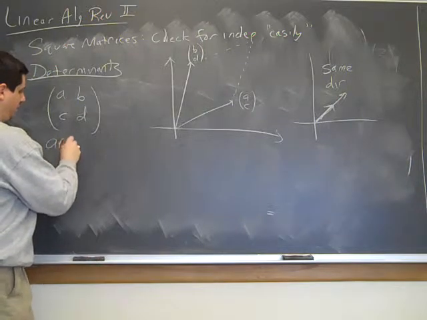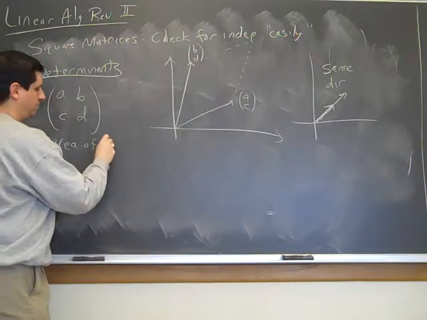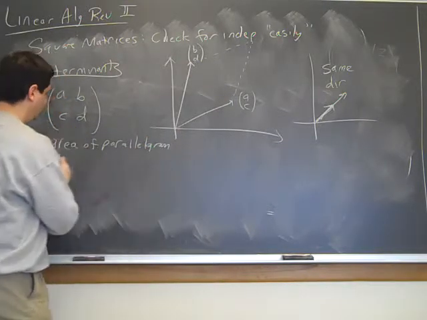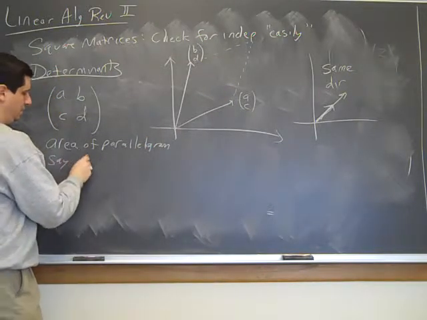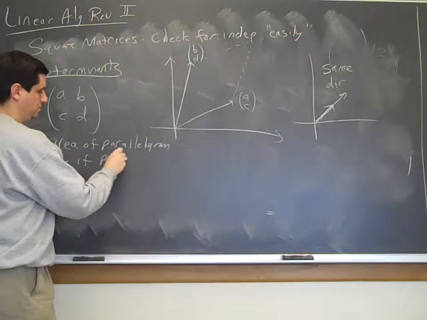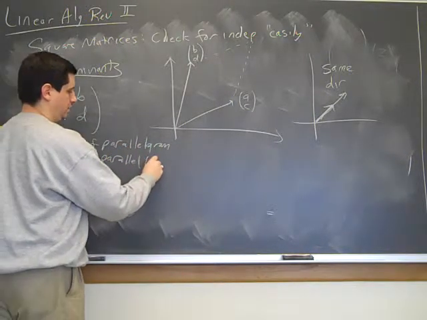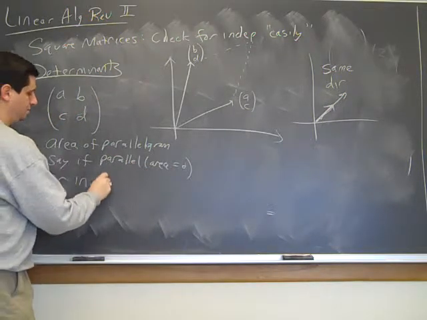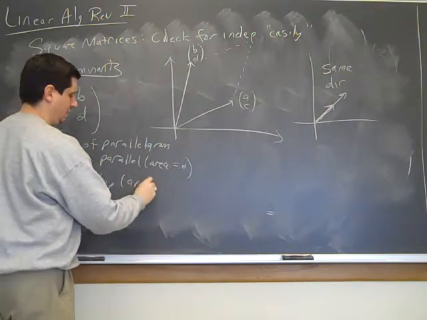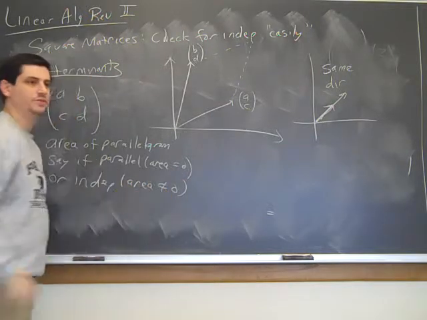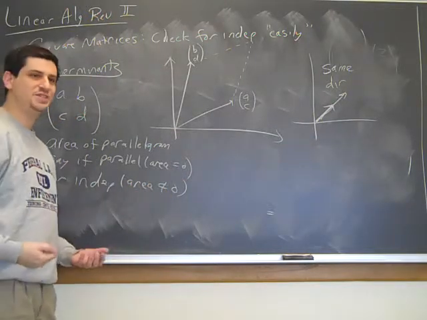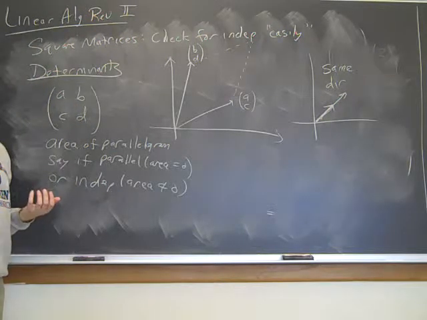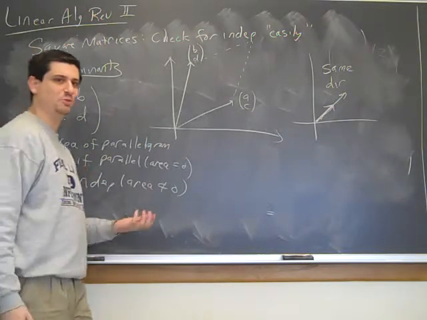So, area of parallelogram says if parallel, area equals 0, or independent, area does not equal 0. One of the things that's very nice about this is we don't need to calculate the determinant exactly, right? All we need to be able to tell is 0 or non-zero.